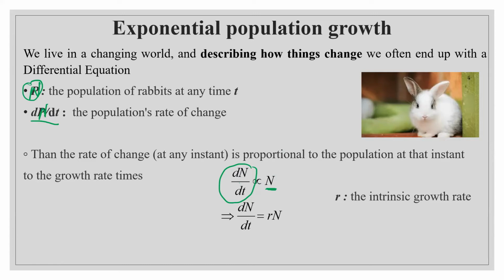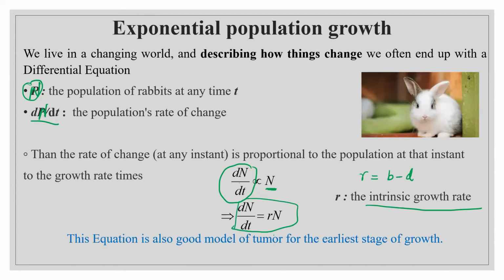at that instant. Now, if you remove this proportionality sign, you will get this constant, and this is called the intrinsic growth rate. And this intrinsic growth rate is nothing but birth rate minus death rate, because this will contribute to the overall growth rate, right? So now this is a very simple differential equation. And this simple differential equation is also used for modeling tumor growth in our body at the earliest stage. Like if somebody is detected with a tumor at an early stage, you will find that this simple differential equation can also help to model the tumor growth.